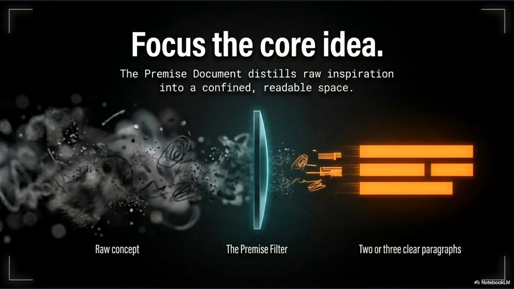Now we zoom in on the actual mechanism. The premise document distills raw inspiration into a confined, readable space. Think of it as a filter. On the left, you have raw concept, all the fragmented ideas, references, and inspiration bouncing around. That passes through the premise filter, shown here as a focused lens. And on the right, what emerges is order. 2 or 3 clear paragraphs that crystallize your creative intent.